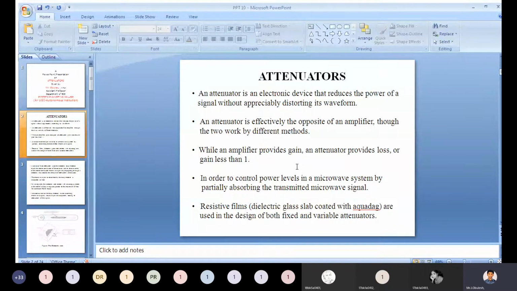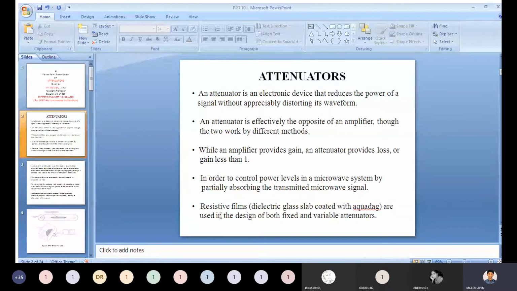It is used to control power level in a microwave system by partially absorbing the transmitted microwave signal. The best example is a resistive film, which means a dielectric glass slab coated with aquadag. These are used in the design of both fixed and variable attenuators.